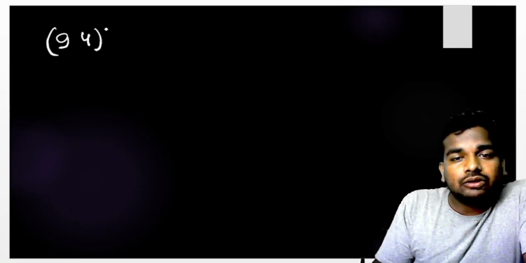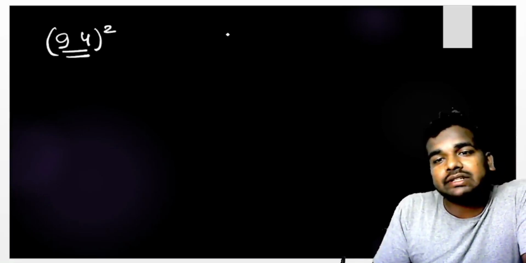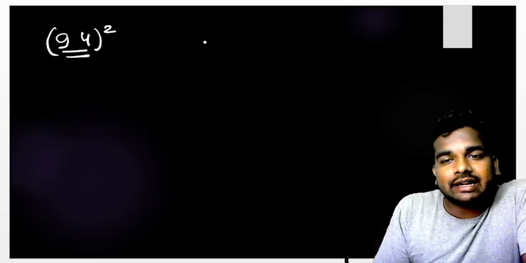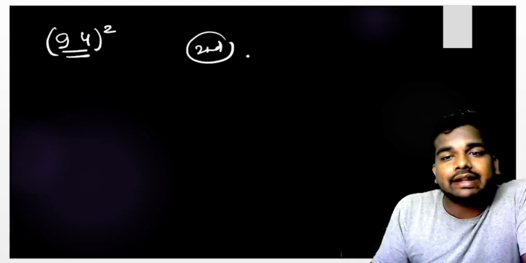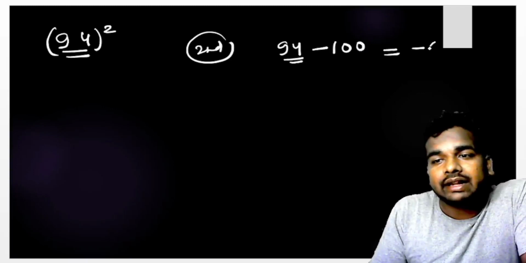Suppose I have 94 the whole square. Look students, this 94 is nearer to 100. Yes, 94 is nearer to 100. Then the first step is that yes, it is nearer to 100. The second step is to subtract 94 from 100. How much do you get? You will get minus 6.